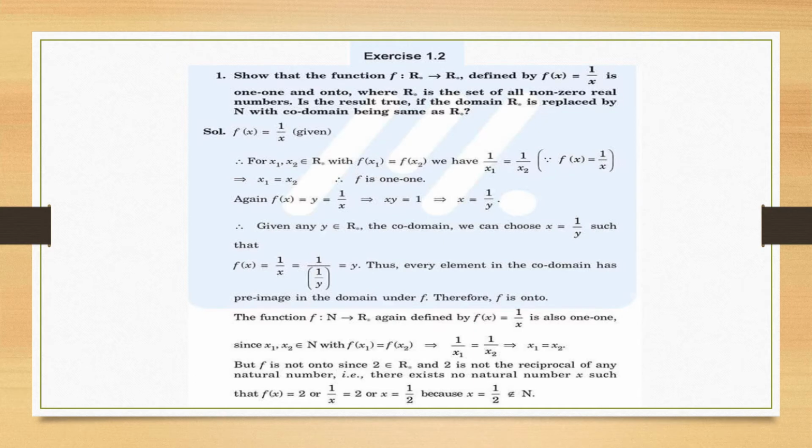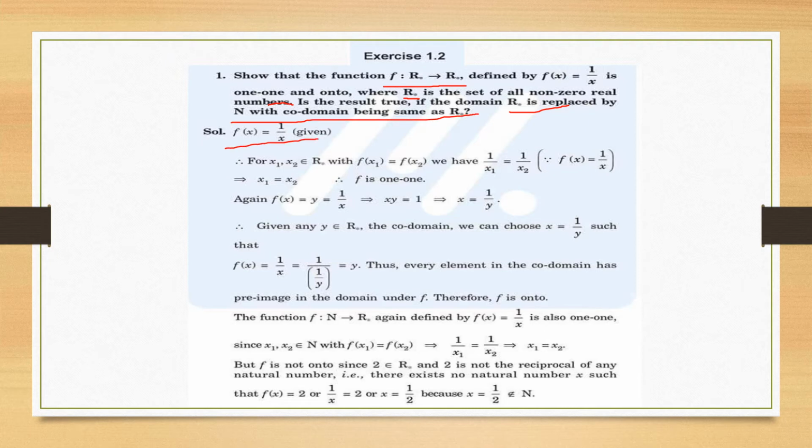Okay, so let us start with exercise 1.2. Show that the function f mapping from R* to R*, defined by f(x) = 1/x, is one-one and onto, where R* is the set of all non-zero real numbers. Non-zero real numbers, keep in mind. Is the result true if the domain R* is replaced by N with codomain being the same as R*?